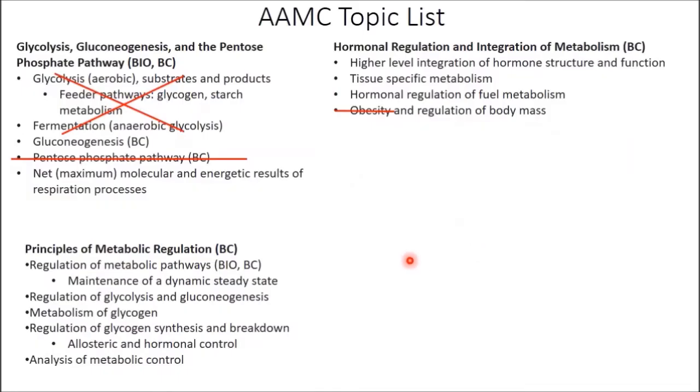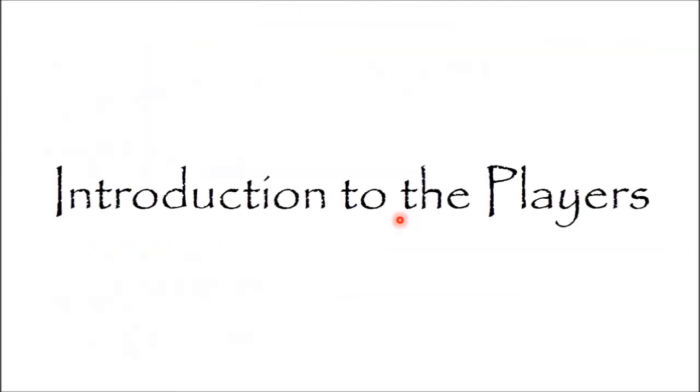So here is the AAMC topic list of what we're going to go through. We've already gone through all of these things, so I've crossed them out, except for the pentose phosphate pathway. I haven't gotten there yet. But we're going to do the rest of these, and let's get right on to it.